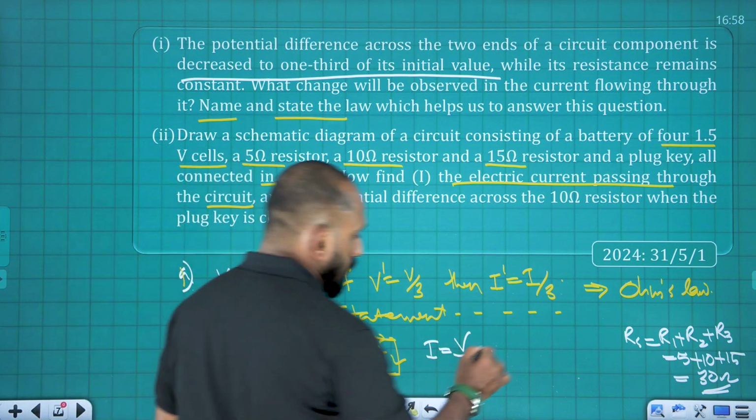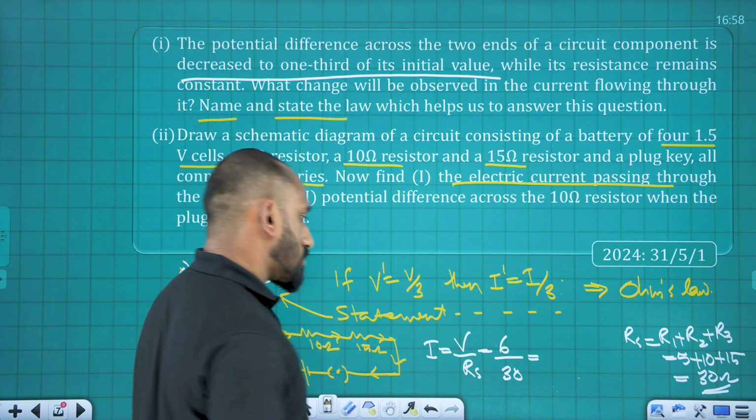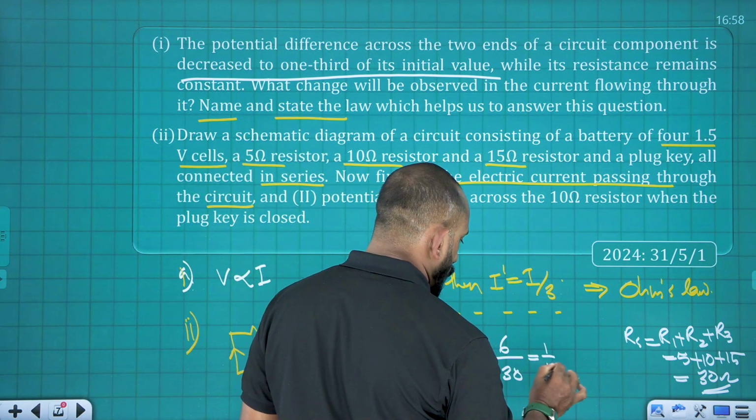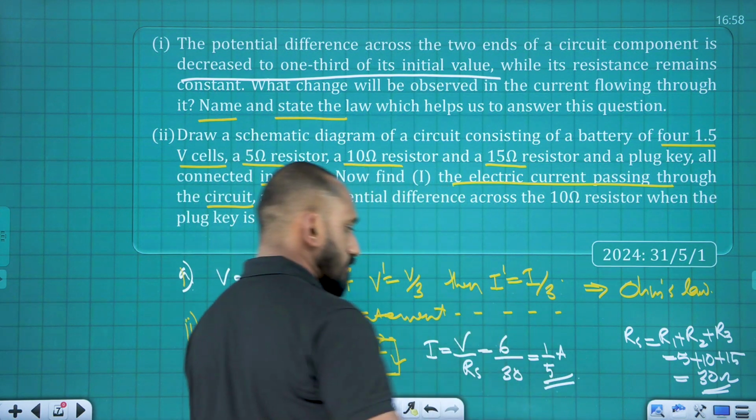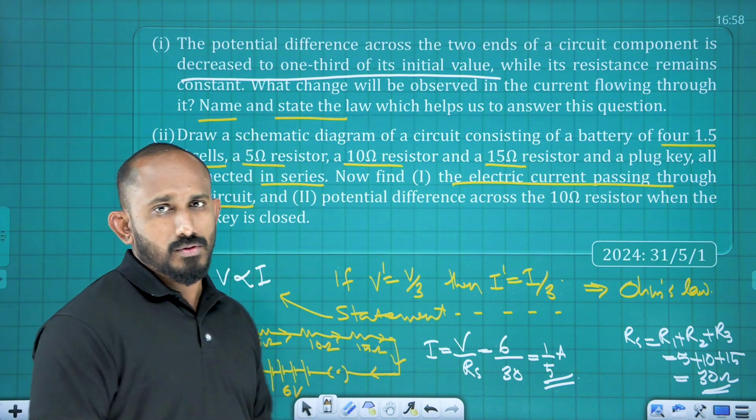So here I is equal to V by Rs. V is how much? 6 volt. So that is 6 by 30. Rs is 30. So 6 by 30 is 1 by 5 ampere. 5 into 6 is 30, no? So 1 by 5 amperes, I, the current passing through it.